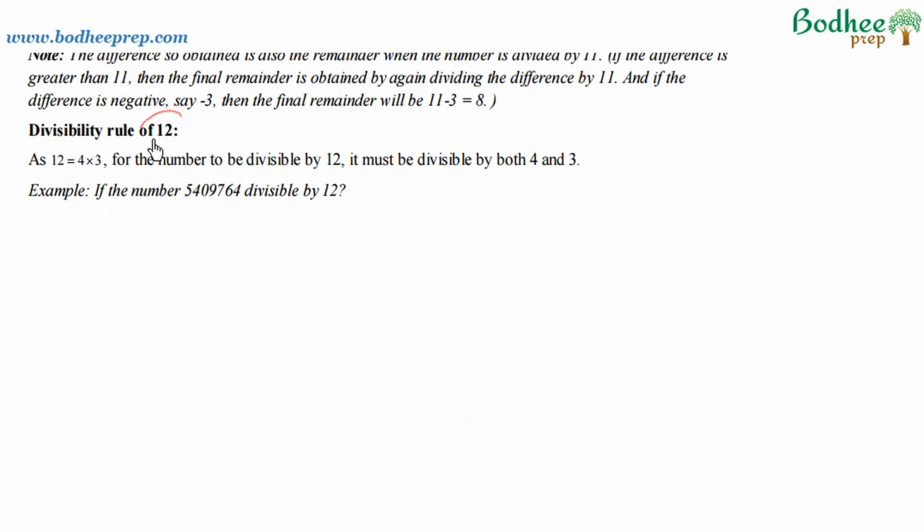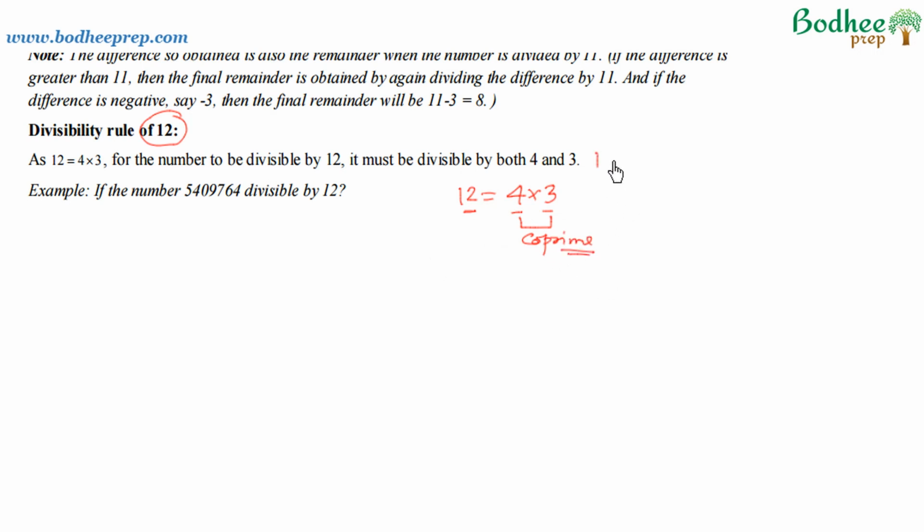Now since 12 is a composite number, we can write 12 as a product of two numbers of which the divisibility rule is known. The only thing we have to keep in mind is that whenever we break such numbers into two factors, these two factors should be co-prime to each other. They have to be co-prime.